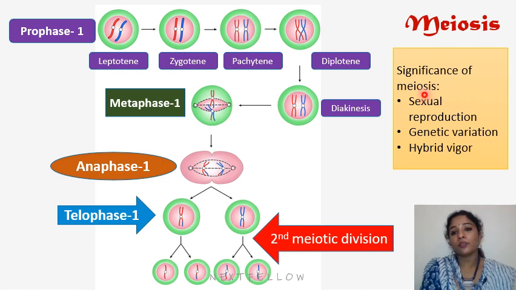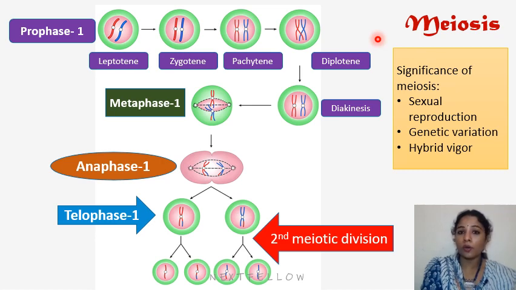So the significance of meiosis: it is quite important in sexual reproduction. As the chromosome number is reduced to half during meiosis, each germ cell has a haploid number of chromosomes, and when the two germ cells unite to form a zygote, the number of chromosomes is restored to diploid. Thus, because of meiosis, the chromosome number is maintained for the species. That is the importance of meiosis.